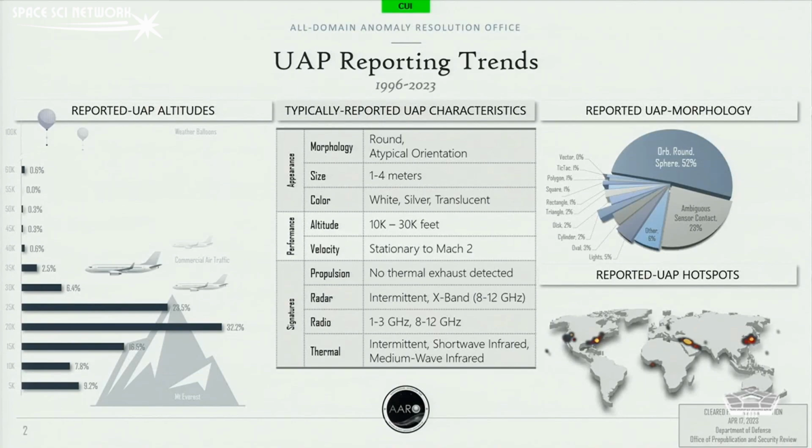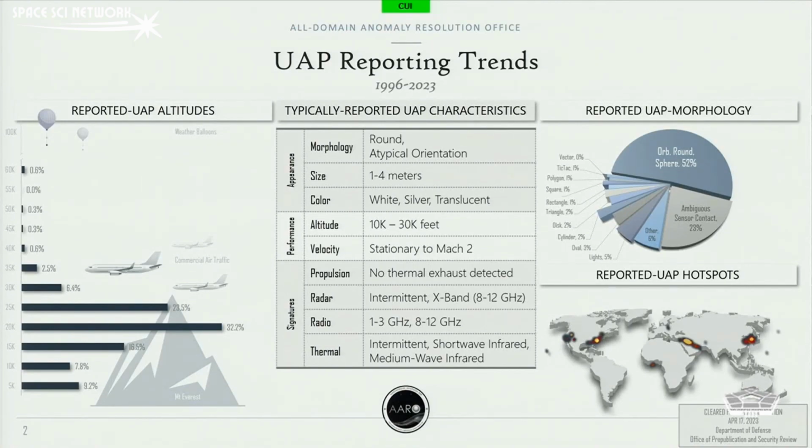The bottom map is a heat map of all reporting areas across the globe that we have available to us. What you'll notice is that there is a heavy, what we call collection bias, both in altitude and in geographic location. That's where all of our sensors exist. That's where our training ranges are, that's where our operational ranges are, that's where all of our platforms are.